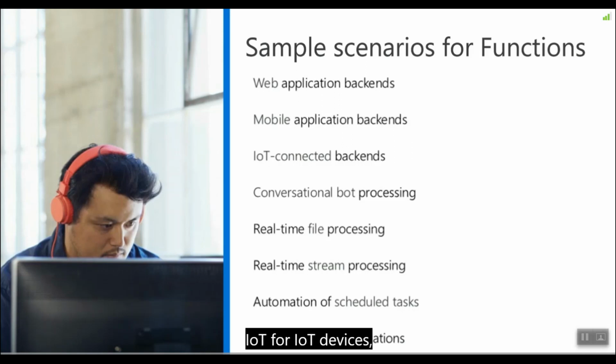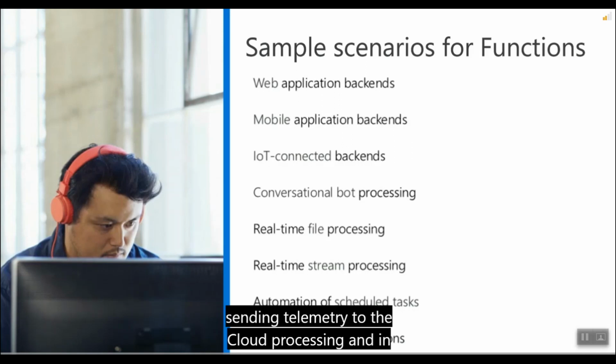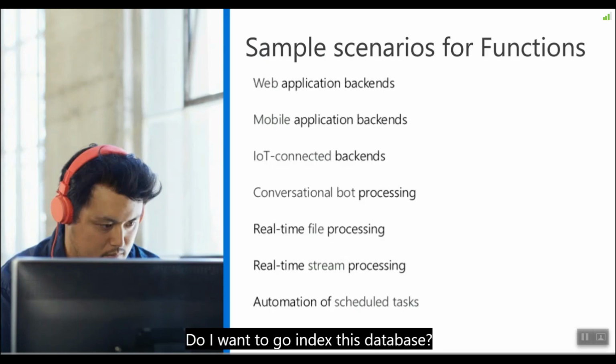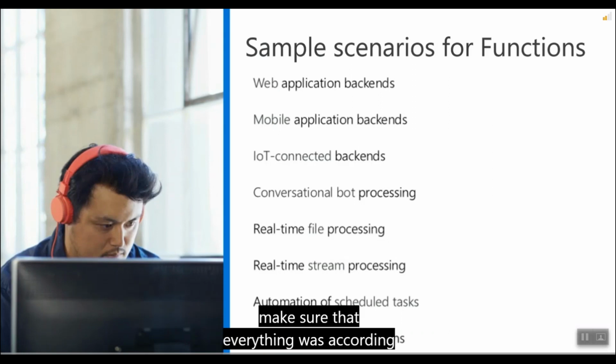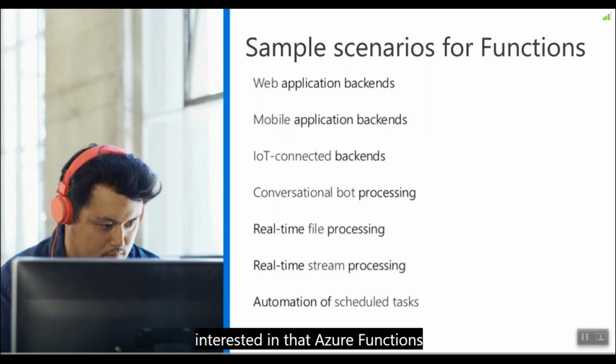IoT devices sending telemetry to the cloud, processing it in real time, processing from bots, streams, files. These are all very common. And finally, automation is really big. An event very often is something like, hey, it's the end of the month, it's the end of the week, it's the end of the day. Do I want to go shut down all my virtual machines? Do I want to go index this database? Do I want to check whenever somebody deploys something into the cloud, run some compliance checks, make sure that everything was according to the rules that I've set up in my business? These are all the types of events that you might be interested in that Azure Functions can connect to out of the box and natively.